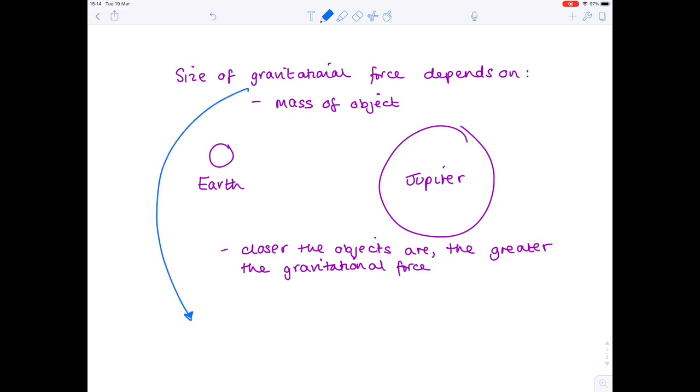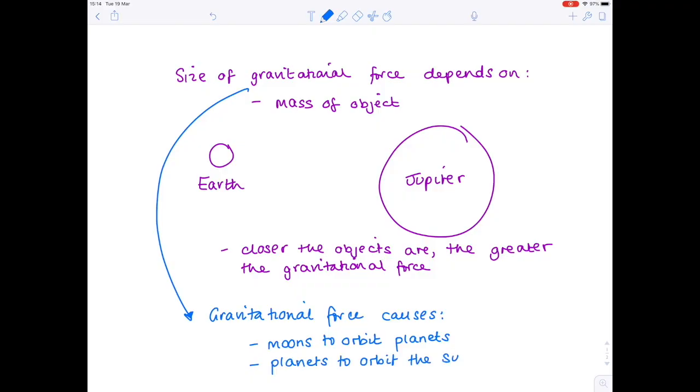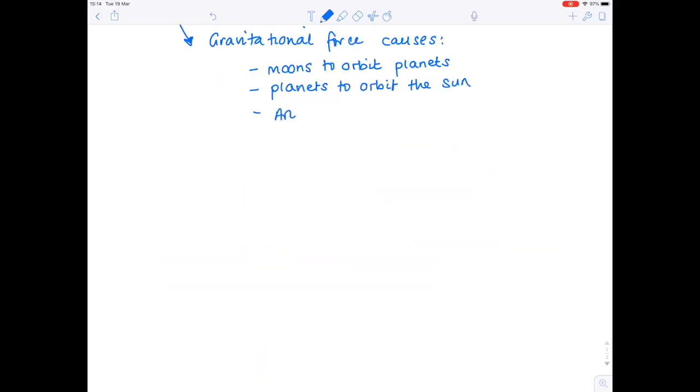So we've already touched on it, but what is that gravitational force responsible for? So it causes moons to orbit planets, planets to orbit the Sun, artificial satellites to orbit the Earth, and lastly, comets to orbit the Sun.